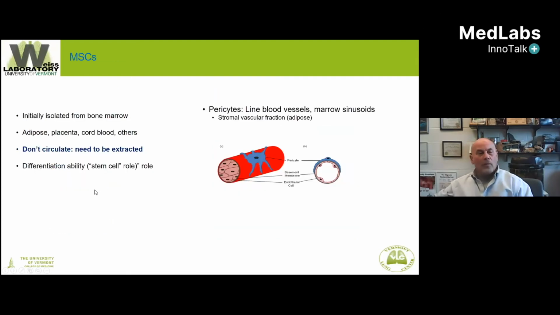So what are MSCs? So these are cells that were initially isolated from the bone marrow. And you can see here in the schematic, they live as pericytes for the most part. They sit on the outside of blood vessels, in particular in the bone marrow. But you can also get them from fat tissue, adipose, placenta, cord blood. They normally don't circulate. So if you're going to use these therapeutically, you have to get bone marrow or blood, cord blood or placenta, and extract these cells out. And they do have a role as stem cells. They can turn into tissues like bone, fat, or cartilage, but that's not what we're using them for.